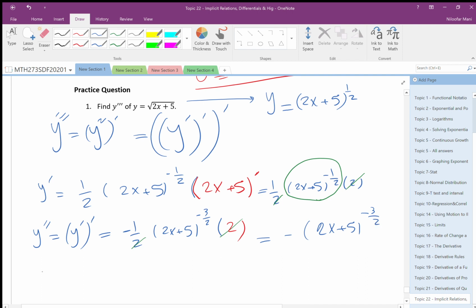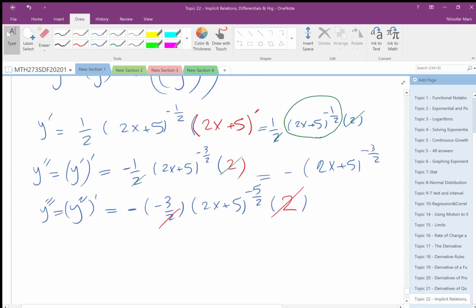But how about the third derivative? The third derivative is the derivative of the second derivative, so we continue to do the derivative. Minus 3 over 2 times (2x plus 5) to the power minus 3 over 2 minus 1, which is minus 5 over 2, times the derivative of u. Again, u prime is 2. So again I cancel this and this. I'd better not do that, because then you feel it's plus. So it is plus 3 over this guy.